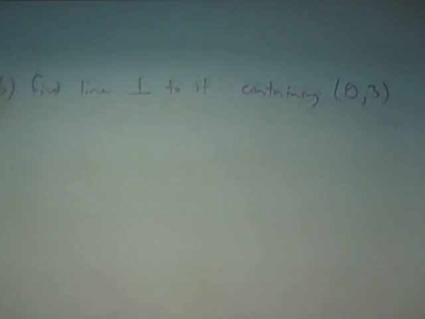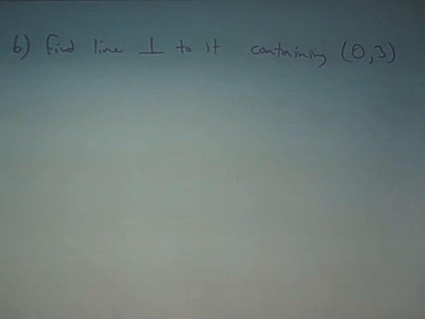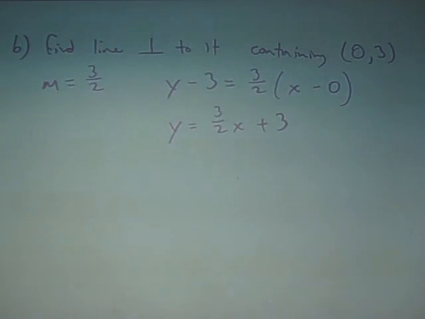And then finally, for part B, find the line that's perpendicular to it. The slope of this line will be the opposite reciprocal. So if the slope of the original line was -2/3, this will be +3/2. And so it's y minus 3 is equal to m, which is 3/2, times x minus 0, or just x. And so this one actually turns out to be pretty easy. It's just 3/2 x plus 3.